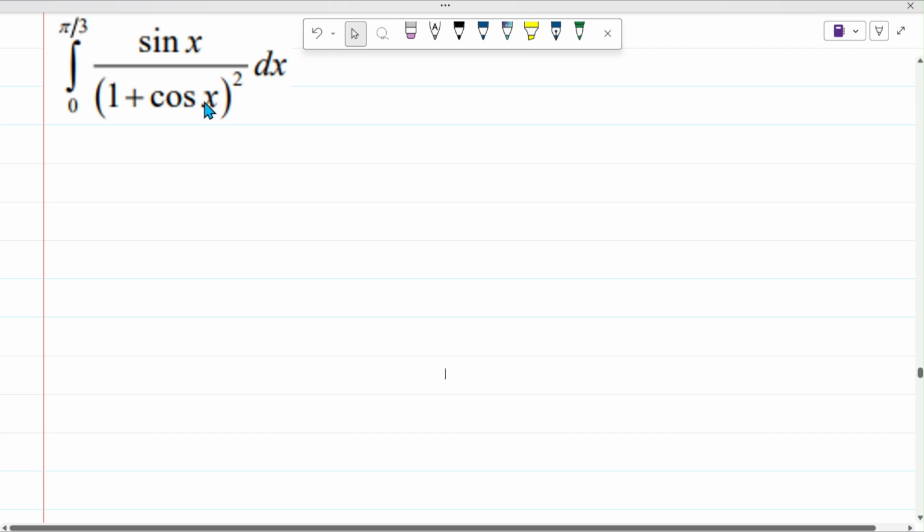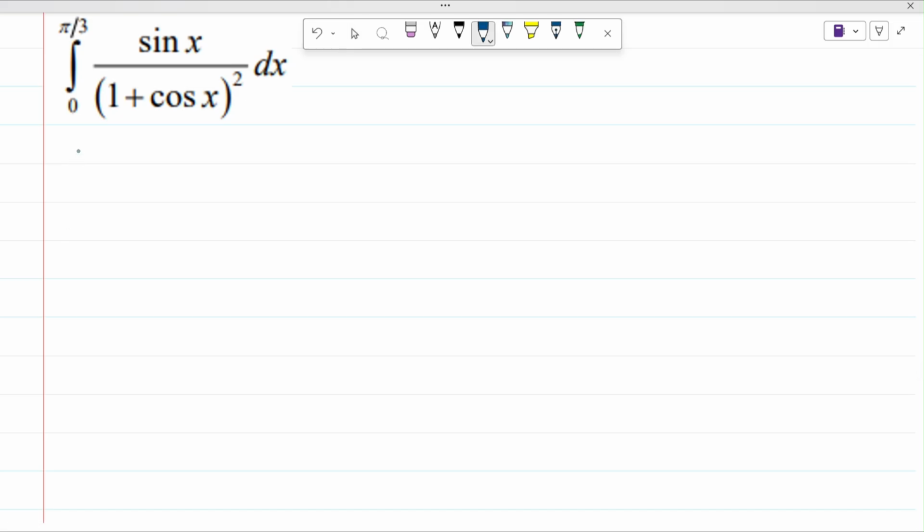So we need to think of whether we can make one f of x and the other f prime of x. If we make sine x f of x, can 1 plus cos x be its derivative? No. But if we make 1 plus cos x f of x, then sine x is going to be the derivative of this, right? And then from there we're going to make use of the general power rule, because our n here is going to be equivalent to -2.